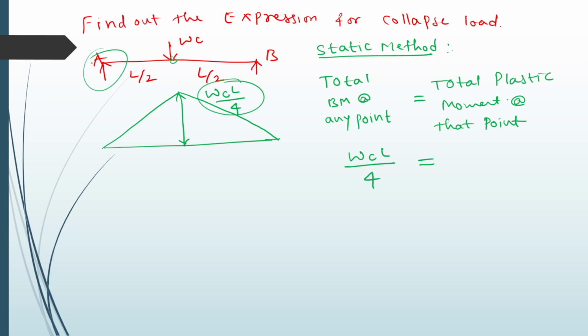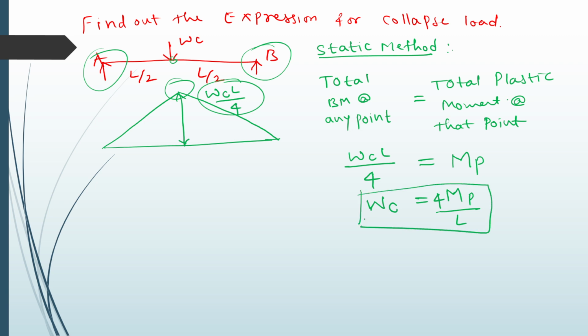These are the exterior supports, so there is no development of plastic hinges there. Plastic hinges develop only under the point load, where we have the maximum bending moment, that is only one, MP. By simplifying and equating, WC equals MP divided by L into 4, or 4 MP by L. This is the expression of the collapse load by the static method.